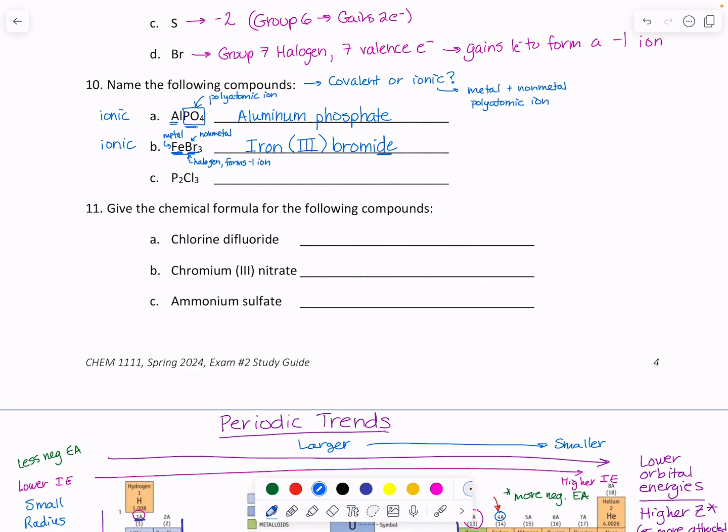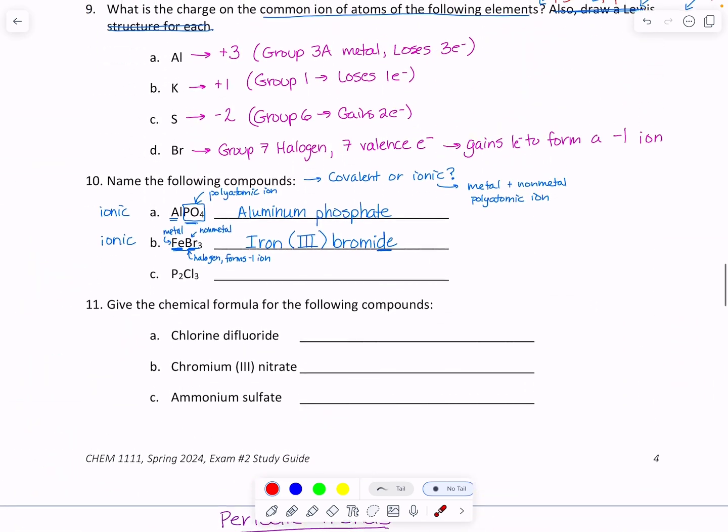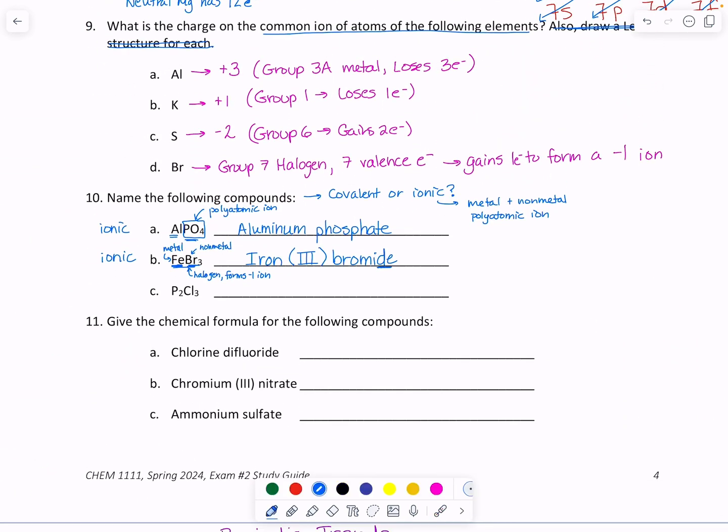Okay, so now let's look at our last compound, which is made of phosphorus and chlorine. Phosphorus is a nonmetal, and chlorine is a nonmetal. Two nonmetals mean that we have a covalent compound. So let's change the color here. We'll make it pink. Okay, so this is a covalent compound.